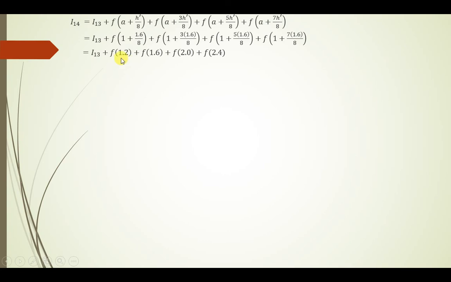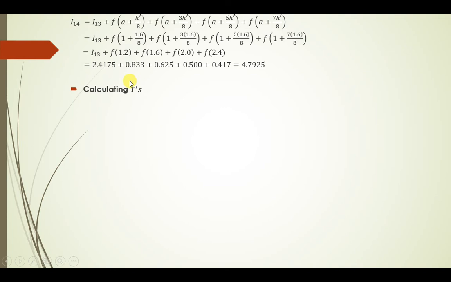Searching the values for f of 1.2, 1.6, 2.0, 2.4 from the table, and the previous value of I13, we have replaced I13, f of 1.2, f of 1.6, f of 2.0, f of 2.4, and adding these terms we get this answer. This answer is actually the value of I14. So we have obtained the value of I14 in this manner.